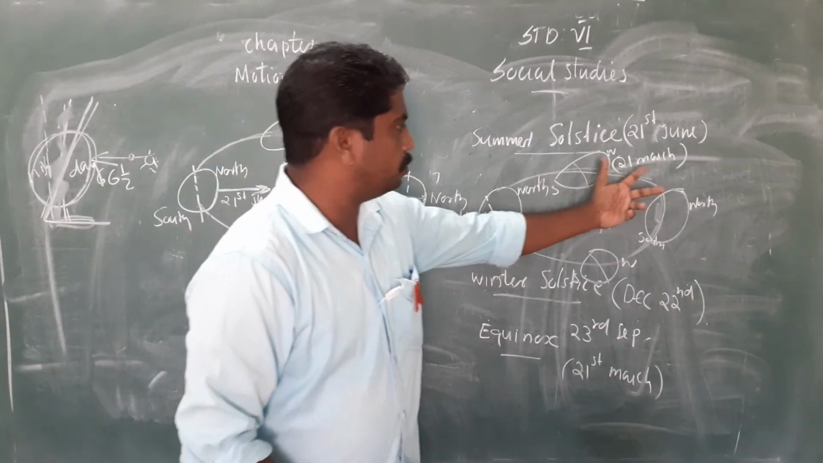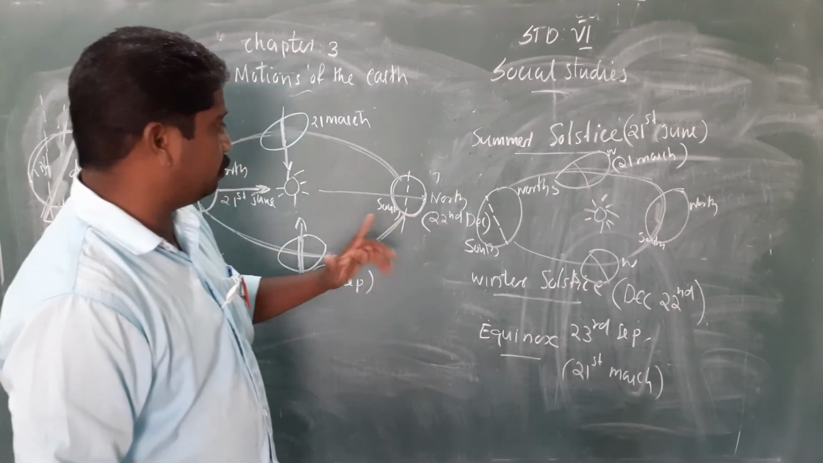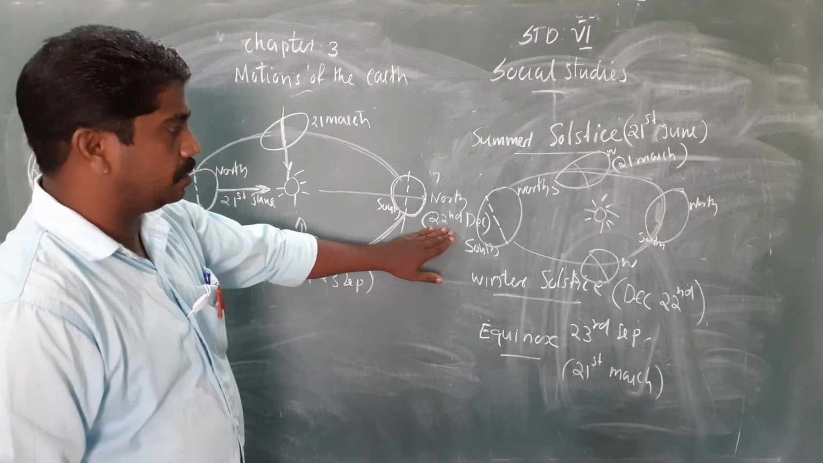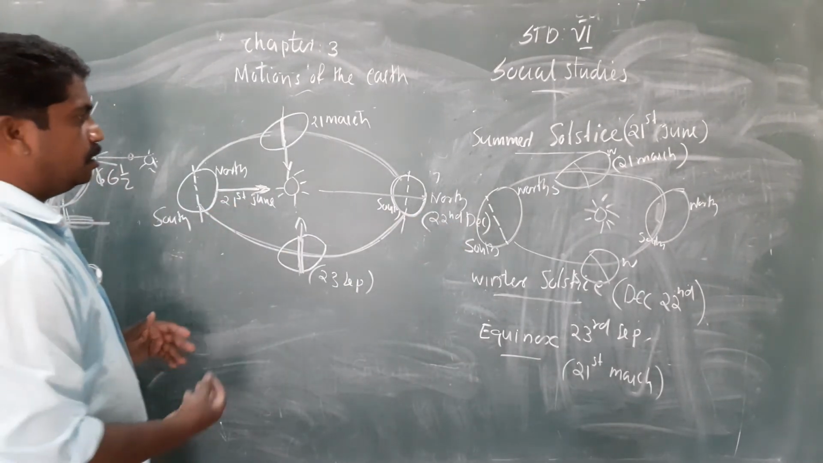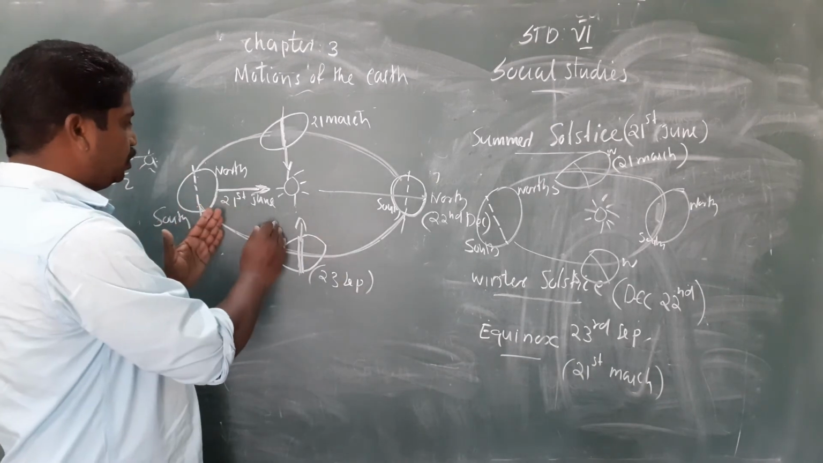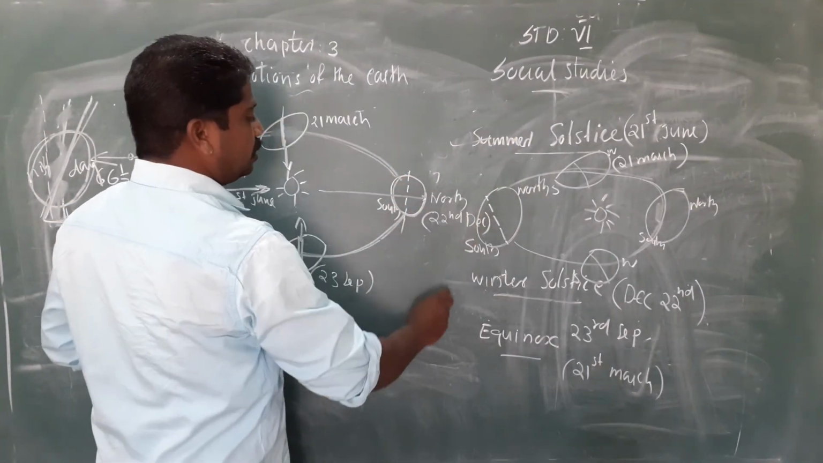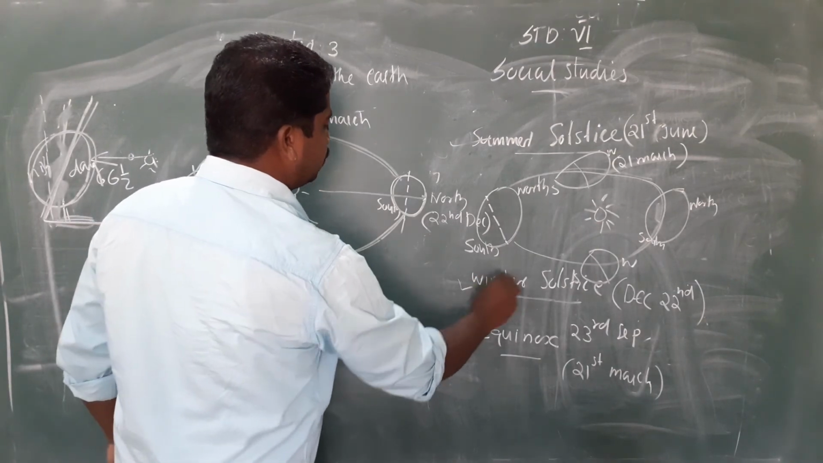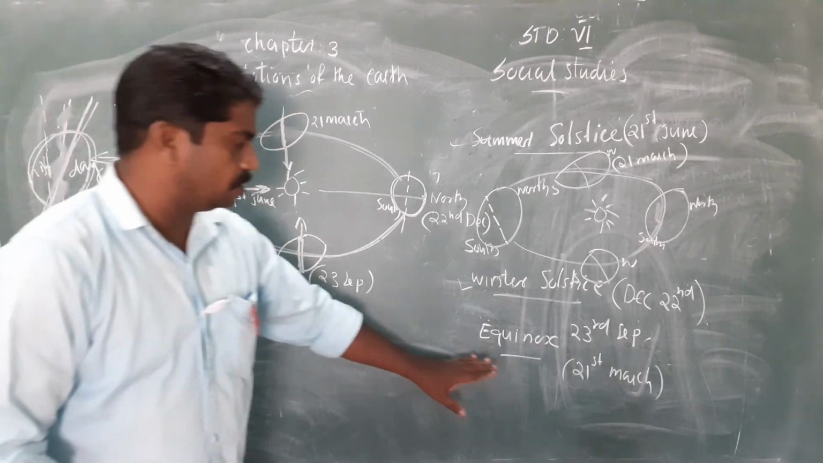On 21st March, 22nd December and 21st June. On 21st June there will be summer solstice in the North Pole, and on 22nd December there will be winter solstice in the North Pole. Then what is equinox?